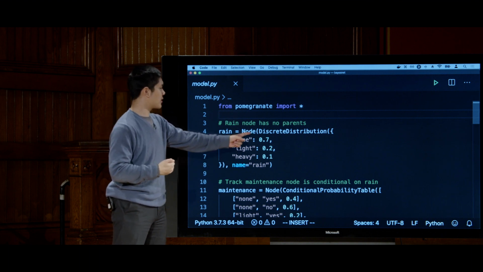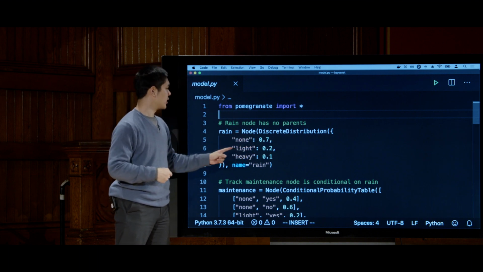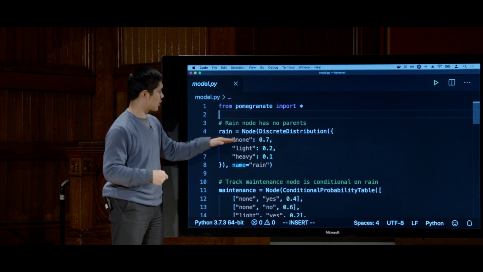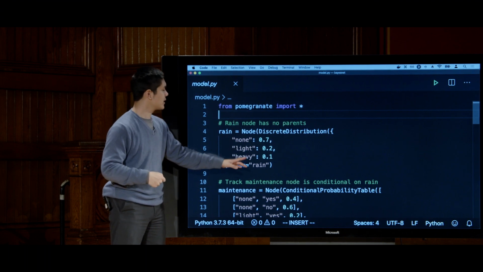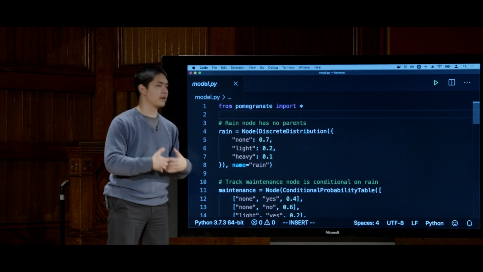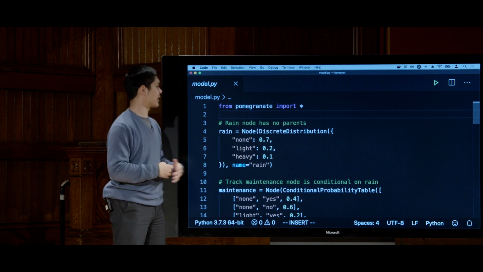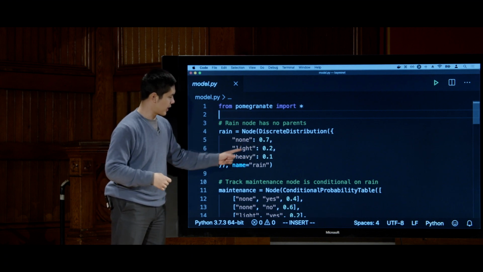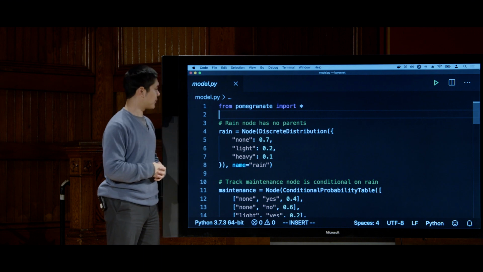It's going to be a node that follows this distribution, where there are 3 possible values: none for no rain, light for light rain, heavy for heavy rain. And these are the probabilities of each of those taking place. 0.7 is the likelihood of no rain, 0.2 for light rain, 0.1 for heavy rain.